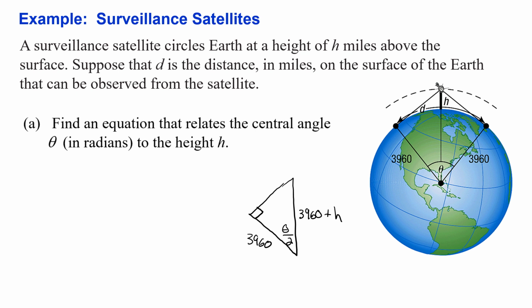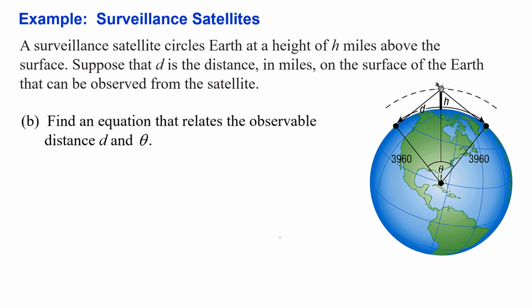Now on our right triangle, we know the length of the side adjacent to angle theta over 2, and we know the hypotenuse. Therefore, we can use the cosine function and write cosine of the quantity theta over 2 equals 3,960 divided by the quantity 3,960 plus h. Therefore, we've written an equation that relates theta and h.